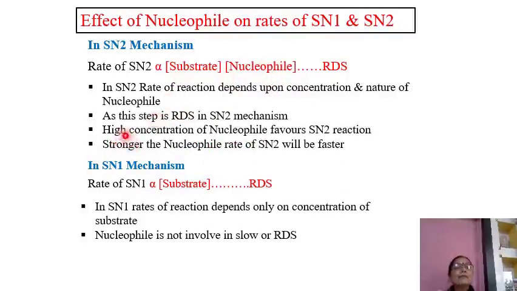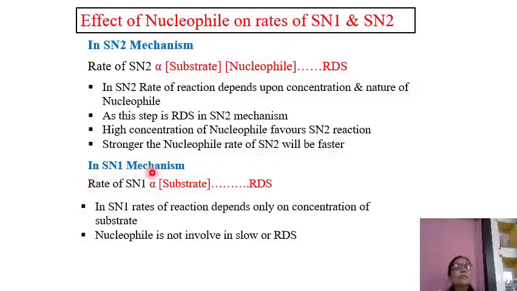Therefore, we can say if the concentration of the nucleophile is high, then it favors the SN2 mechanism, because in the rate law, the nucleophile concentration is there. And therefore, if the concentration of the nucleophile is more, or if it is a stronger nucleophile, then the rate of SN2 will be faster or more.